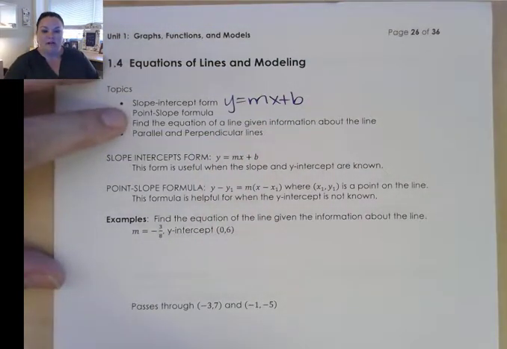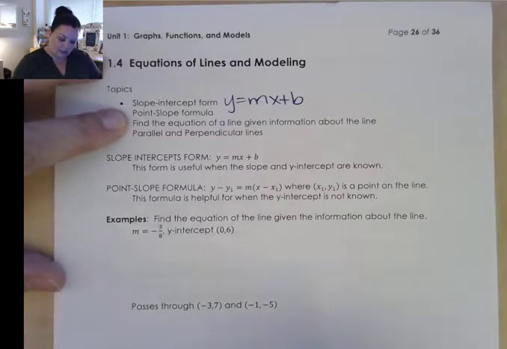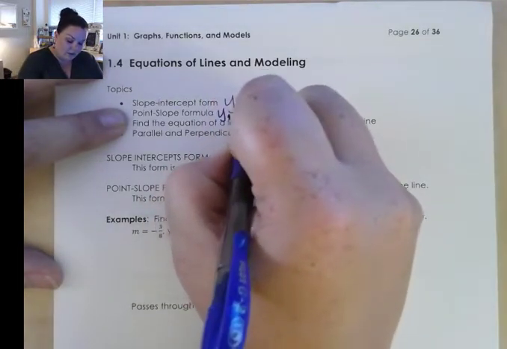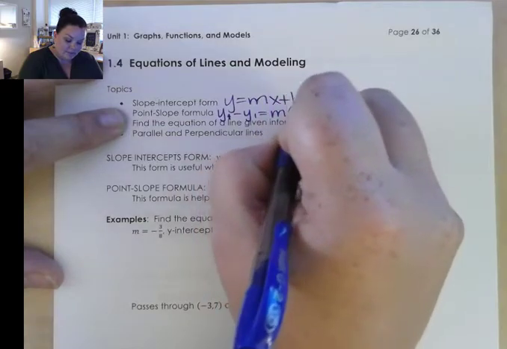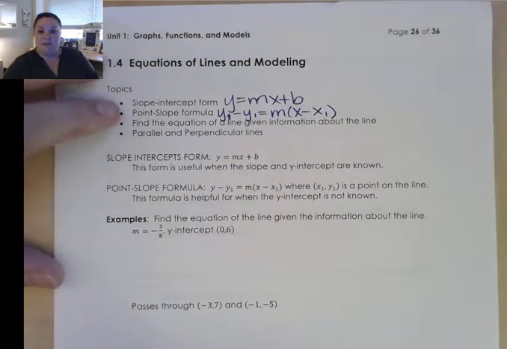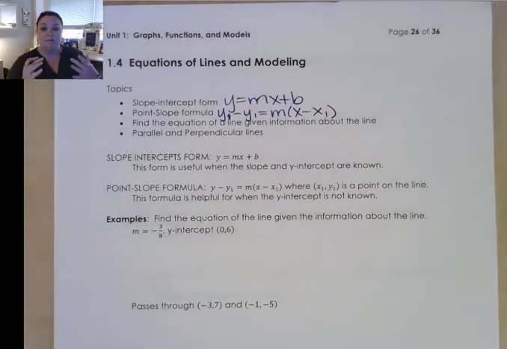We're also going to look at using the point slope formula, which is y minus y1 is equal to m times x minus x1. We'll talk about that in a minute. Both of these forms you're going to be responsible for knowing, okay? And then we're going to look at the relationship between lines that are parallel and lines that are perpendicular and how we can use that to find the slope of a given line in order to use it to find the slope of the line we're trying to find, okay?